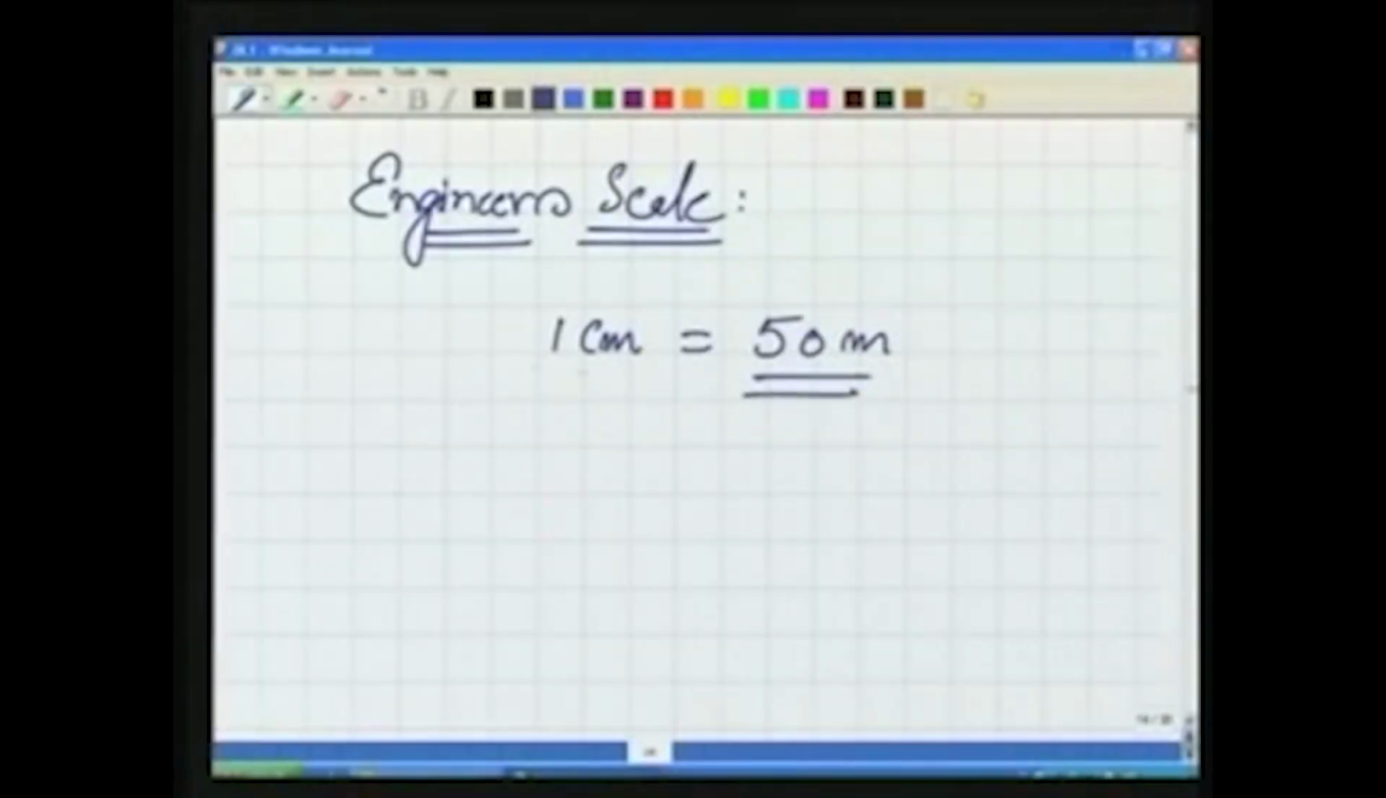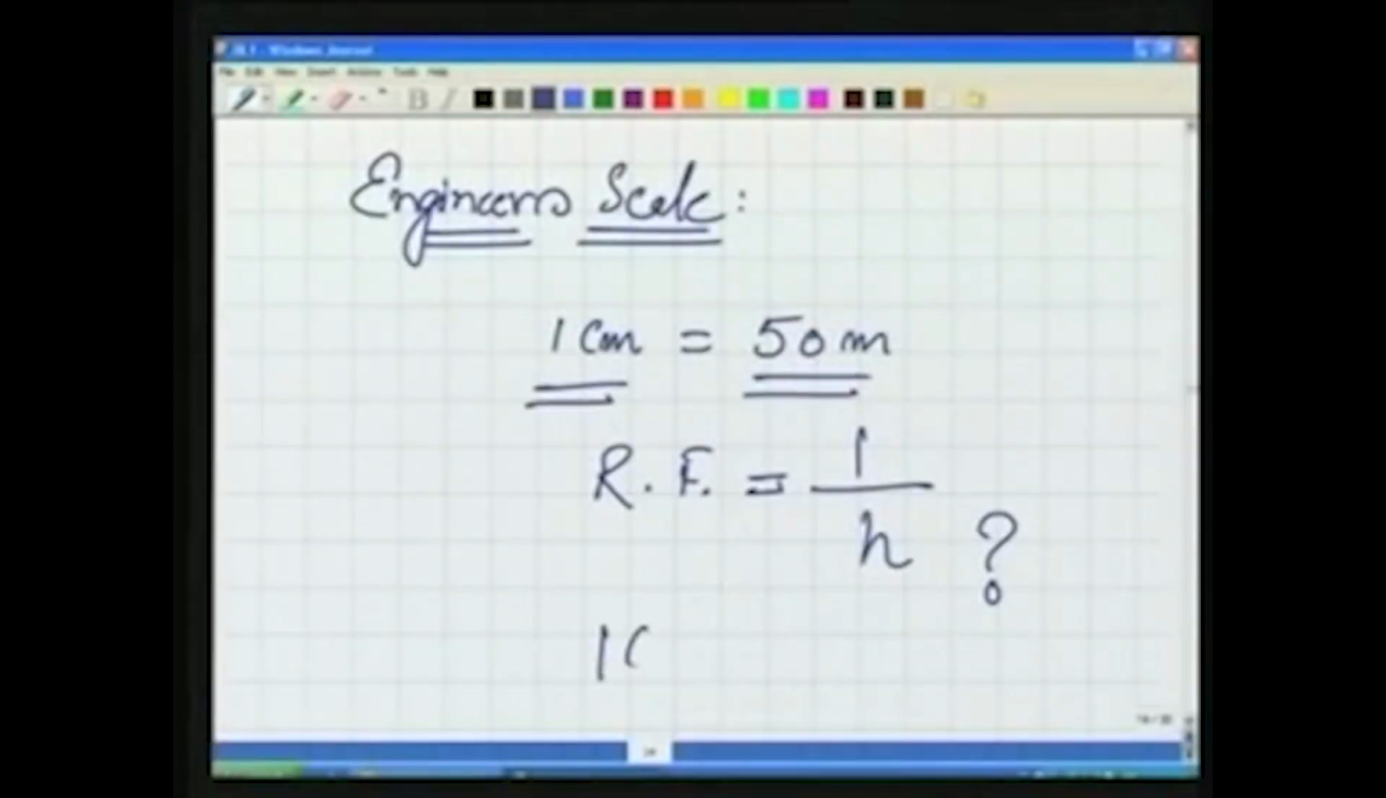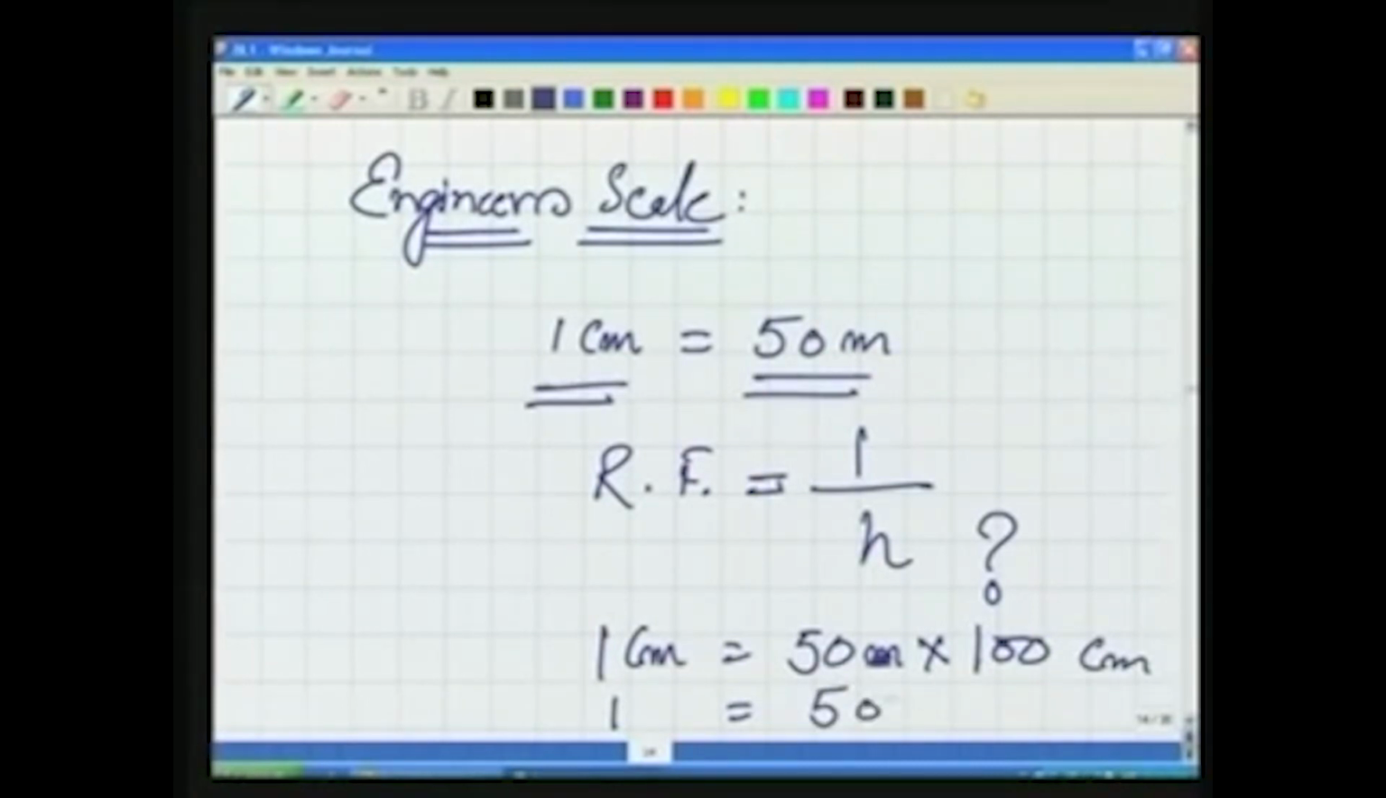Here again, the meaning is 50 meters there on the ground is equivalent to 1 centimeter here on the map. What you can do is easily find the representative fraction 1 by n, and you must compute the value of n. How can you compute it? You just convert this also into centimeters. 1 centimeter is equal to 50 meter, multiplied by 100 centimeter, so 1 is equal to 5000. So the value of n is 5000 here. So we can convert the scales like this. We can convert the RF into the engineer's scale and vice versa.